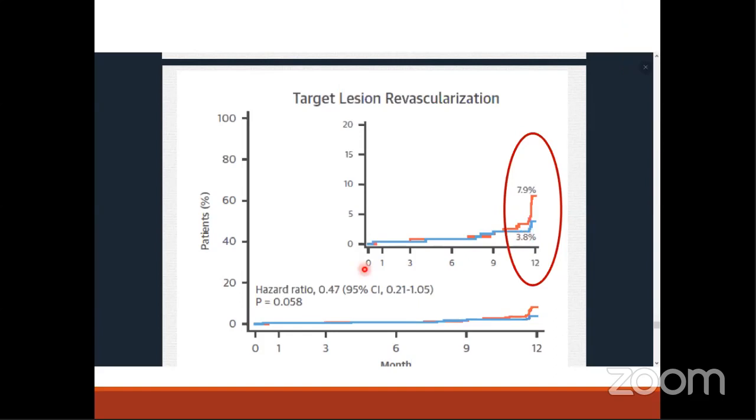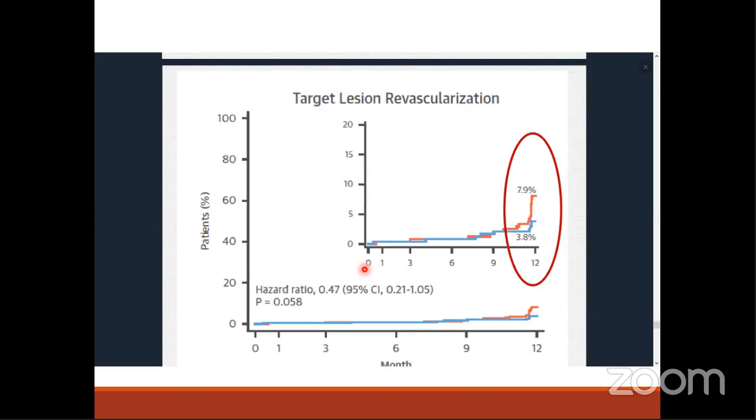This is also very strange and mind-blowing. You see the curves. The curves start at 0, 1, 3, 6, 9 months. The curves are overlapping because this is clinically driven revascularization. The patient said, I got chest pain. He goes to the hospital. He performs the regular procedures. He does a coronary angiography.